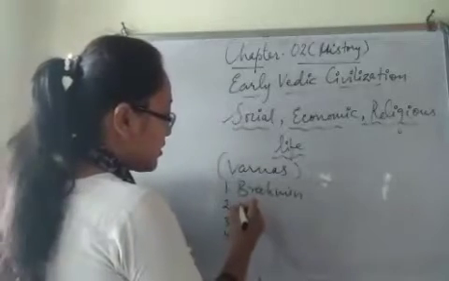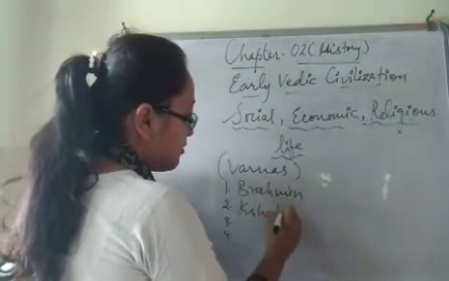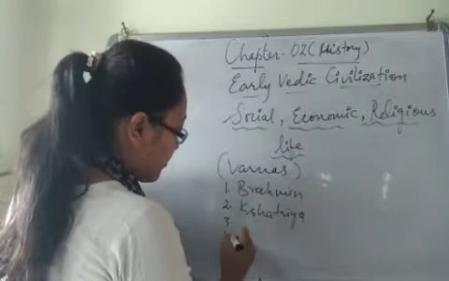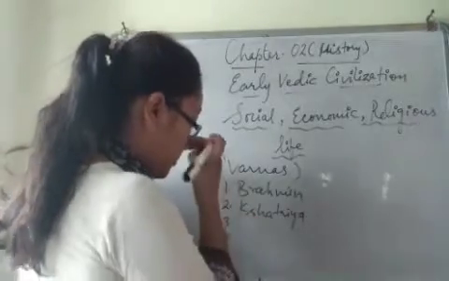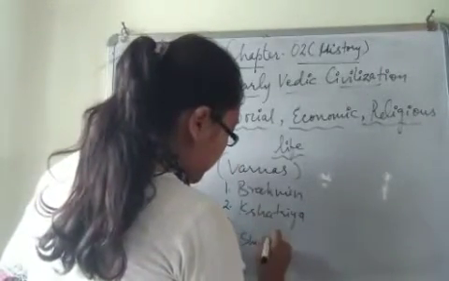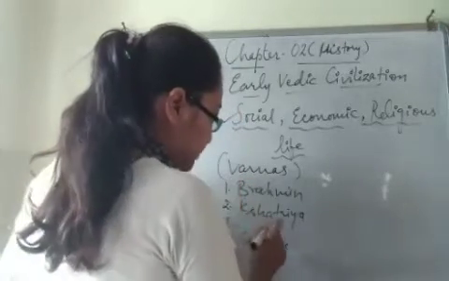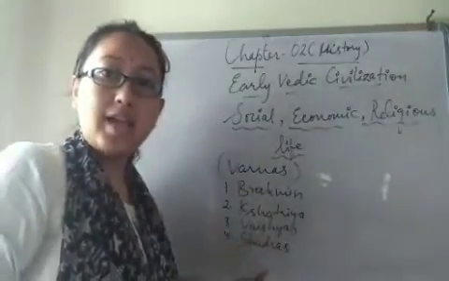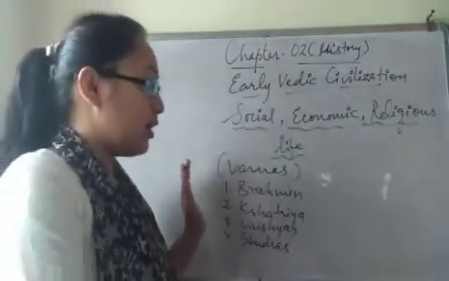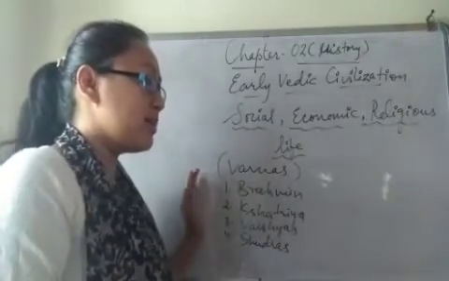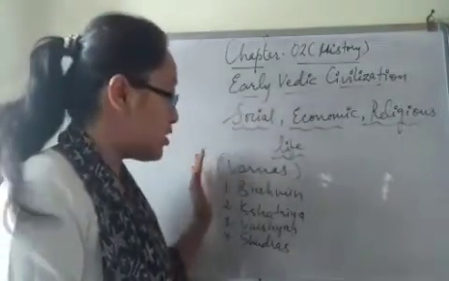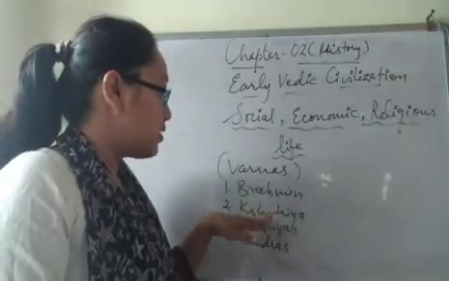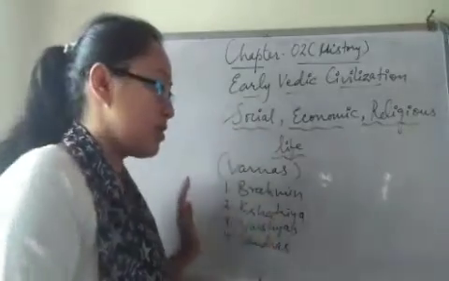And the second is Kshatriya. Then we have Vaishyas, and the last one is Shudras. So we can say that the Rig Veda refers to these four Varnas, and the names of those four Varnas were the Brahmin, Kshatriya, the Vaishyas and the Shudras, right?